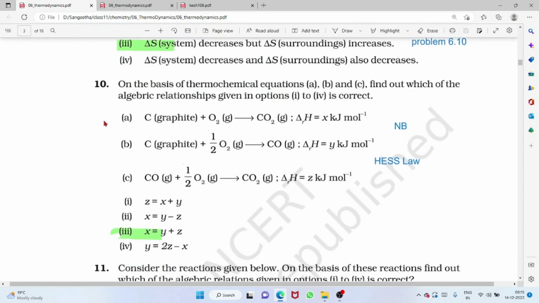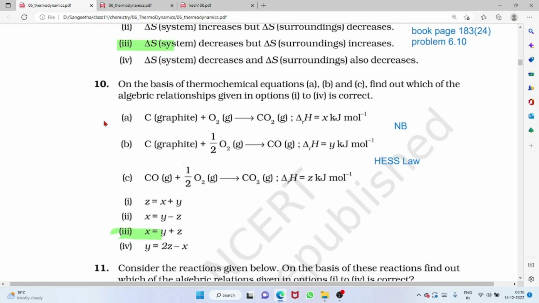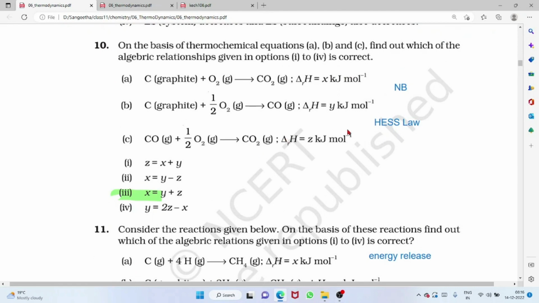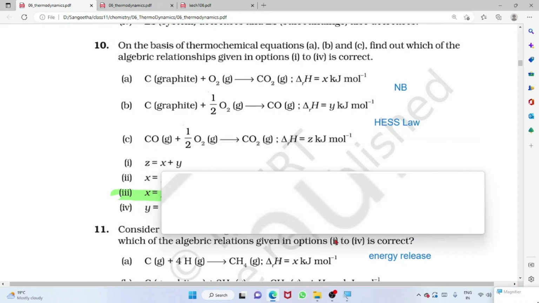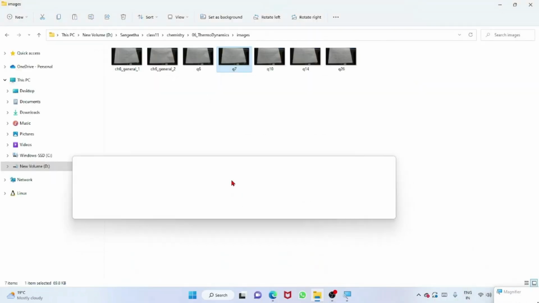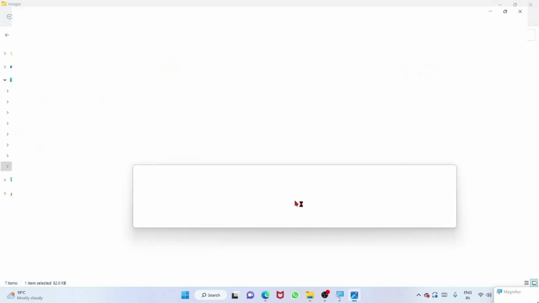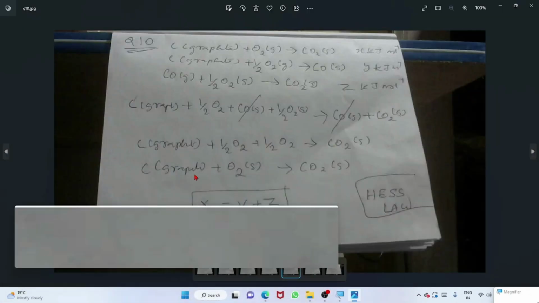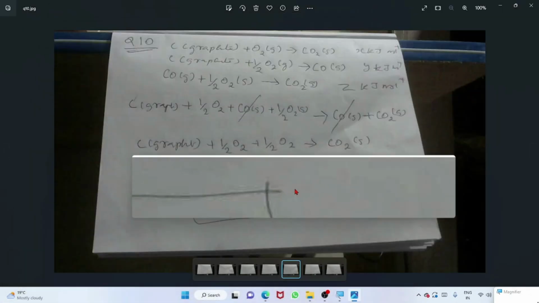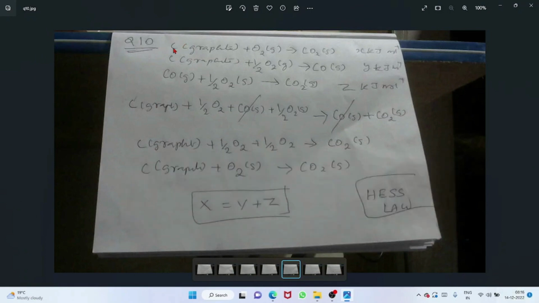Question 10. On the basis of thermochemical equations A, B, and C, find out which of the algebraic relationships given in the options is correct. Okay, this is using Hess law. Question number 10. See, now they have given these equations. So I have written these three equations.